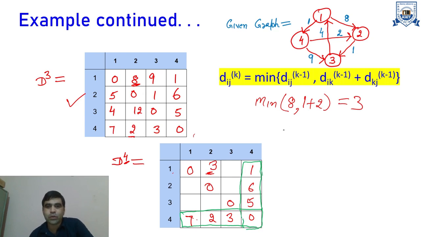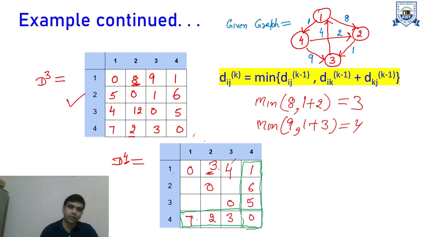Okay, from 1 to 3, I need to find out. So 1 to 3, what is the cost? In this case the cost is 9. And then the indirect cost, we have to go using 1 to 4, which is 1, plus 4 to 3. You have to go 1 to 3, but using intermediate 4, and 4 to 3 is 3. So in this case the minimum value is 4. So this value is also updated with 4. Similarly, using the same formula you will calculate all other values also.